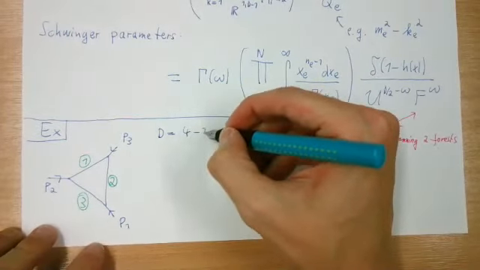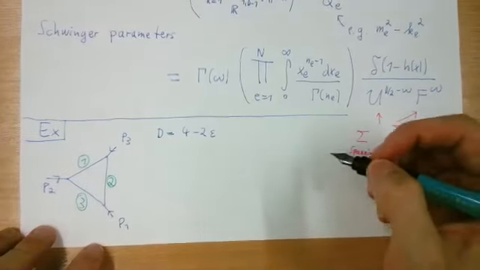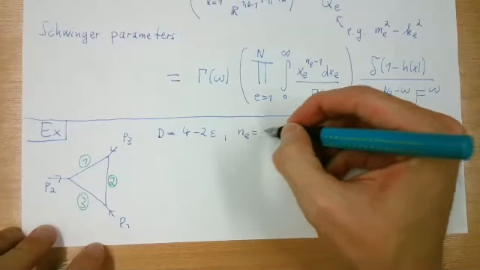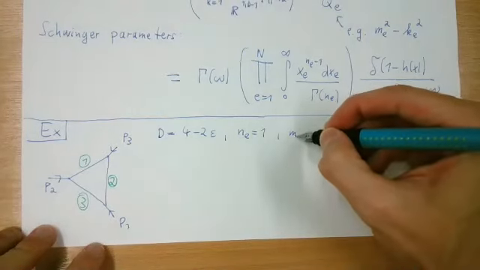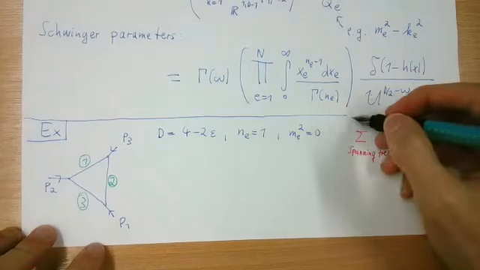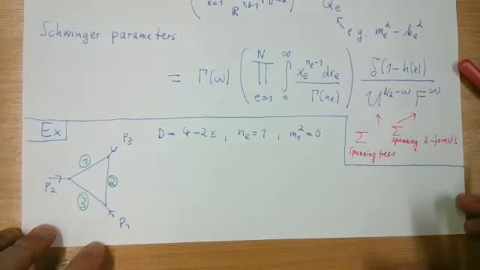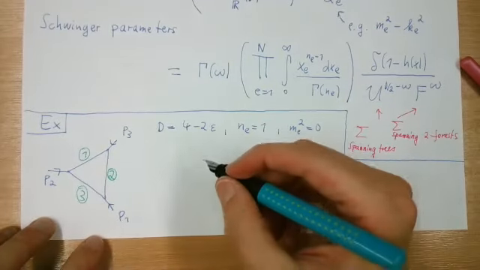And for definiteness, let me say we're in 4 minus 2 epsilon dimensions, and we set all these indices equal to 1. And let me also set the masses to 0. This is a very special case, but actually this is a kind of integral that does play a role. So these things do show up in calculations.